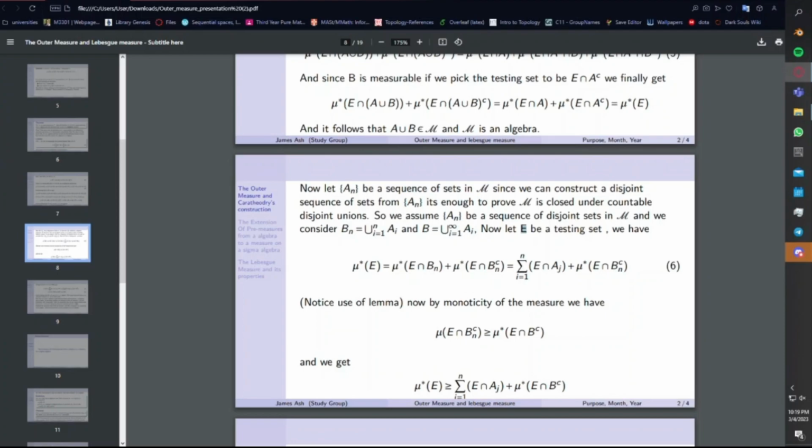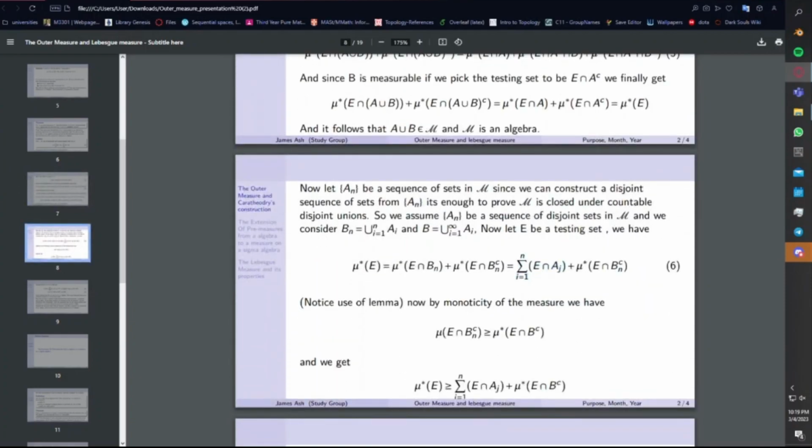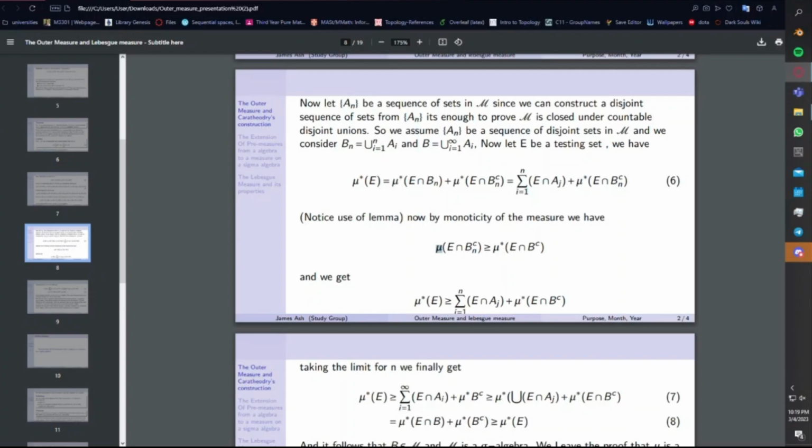We start from E as a testing set, and we take mu star of E intersection B_n, so intersection this union, and the intersection B_n complement. Here, we just use the lemma, which you can prove. This is the same thing. Mu star of the union of A intersection B is just the same as this one here. So this is how we moved from this expression to this expression, and the other one is left the same. Again, by monotonicity of the measure, we have that this is greater than mu star of E intersection B as a whole complement. So I guess this nice expression here, mu star of E.